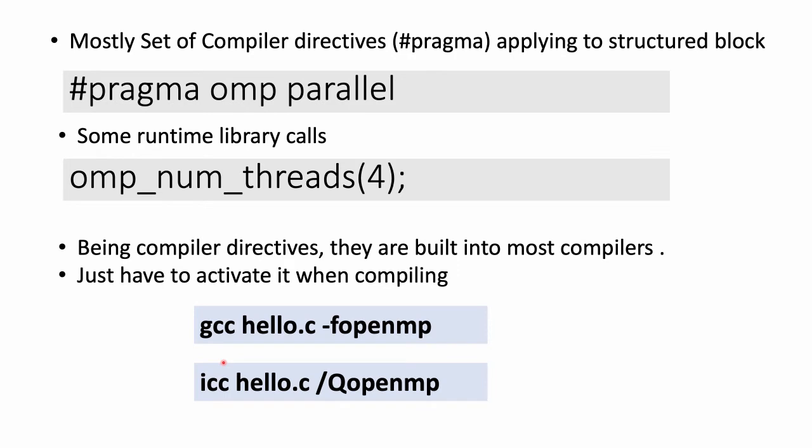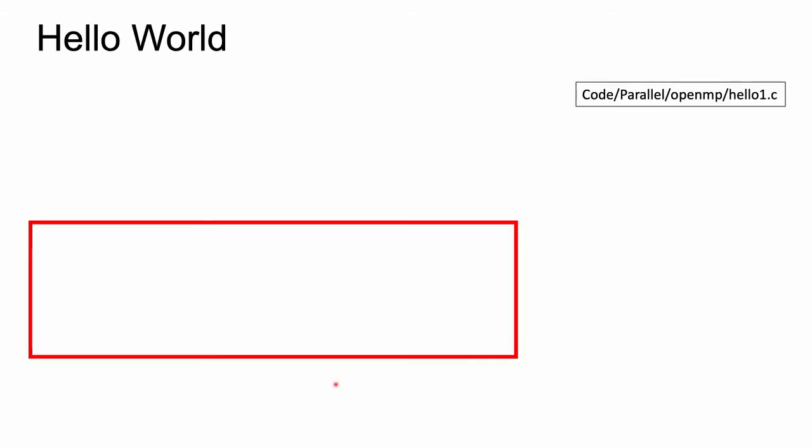And being compiler directives, they're actually built into the compiler directly. You just have to tell the compiler when you run it that you want to activate OpenMP. In GCC, it's -fopenmp when you compile a file. When you're using the Intel compiler, it's /Qopenmp. And I'll show these when I demonstrate the running of an OpenMP program.